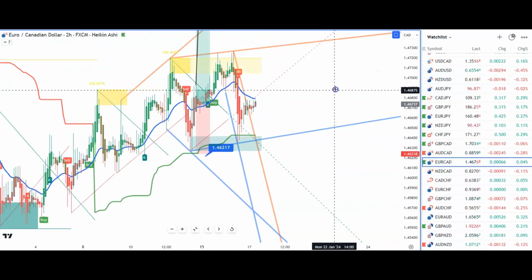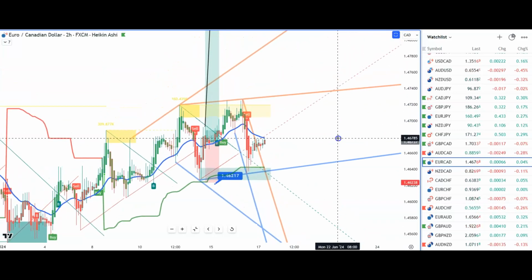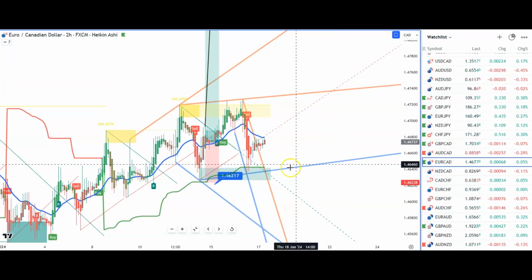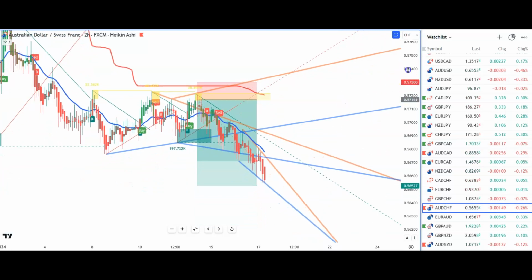Euro Canadian coming back into liquidity. I had a break-even trade on this. It didn't go anywhere because of the news yesterday, but there was an opportunity here. Aussie Swiss, I know some of you are still in it. Carry on, hold on.